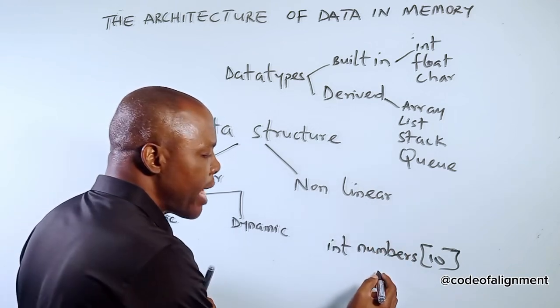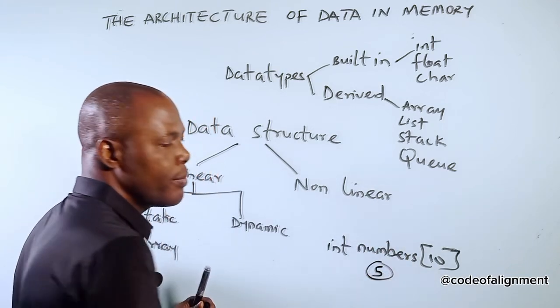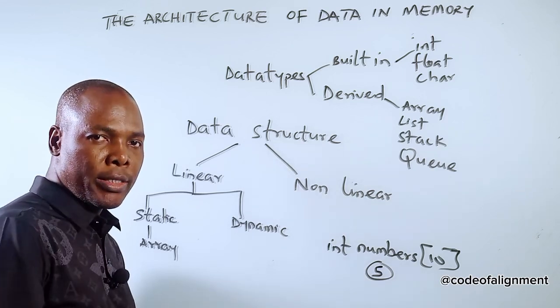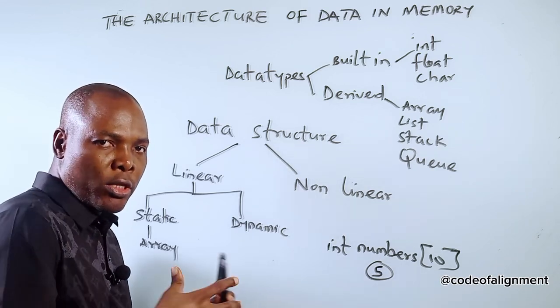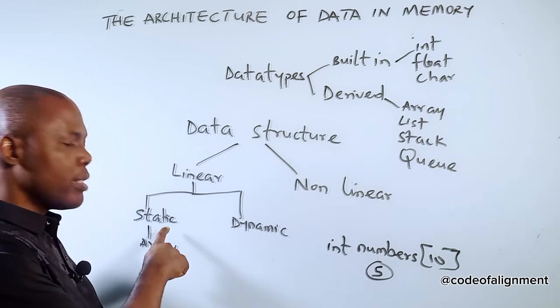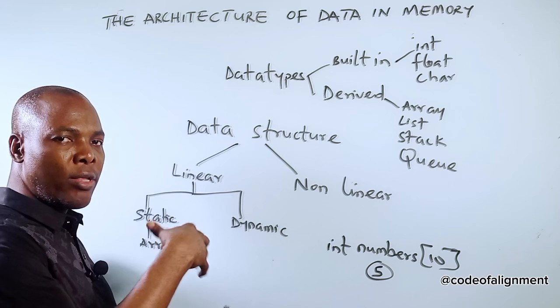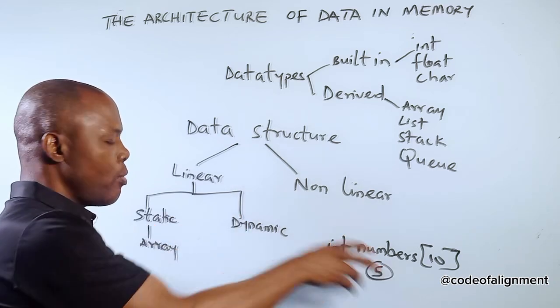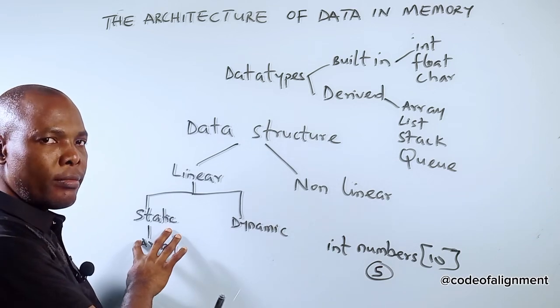If I now supply only 5, that will be what? 20 bytes. The remaining 20 bytes will be wasted. You cannot automatically stream. So that is the disadvantage of what? Static. But memory is allocated before runtime. So that is what this one is, right?